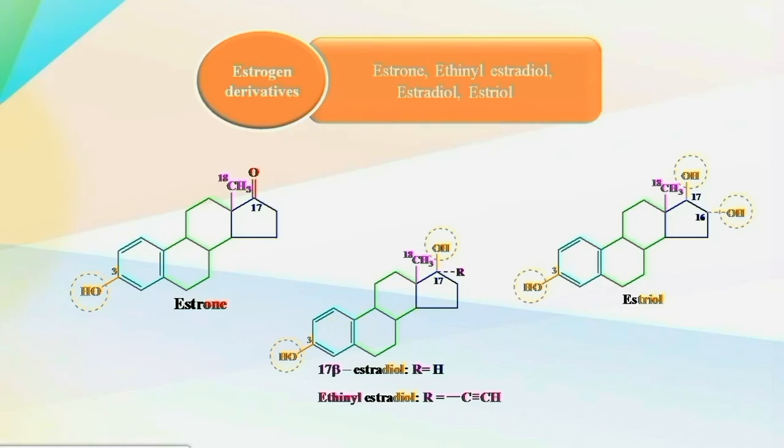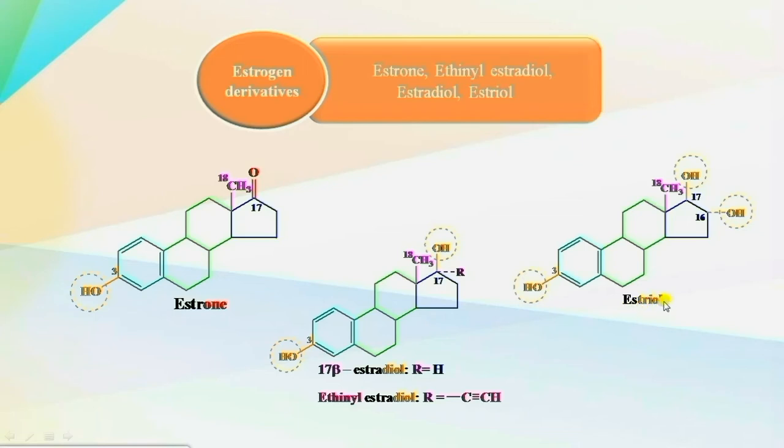Next is ethinyl estradiol. This ethinyl indicates an ethinyl group is present in the structure of estradiol. It means the basic skeleton of ethinyl estradiol is the same as that of estradiol. Only this ethinyl group is attached at the 17th position by alpha bond, and we will get the structure of ethinyl estradiol. Next is estriol.